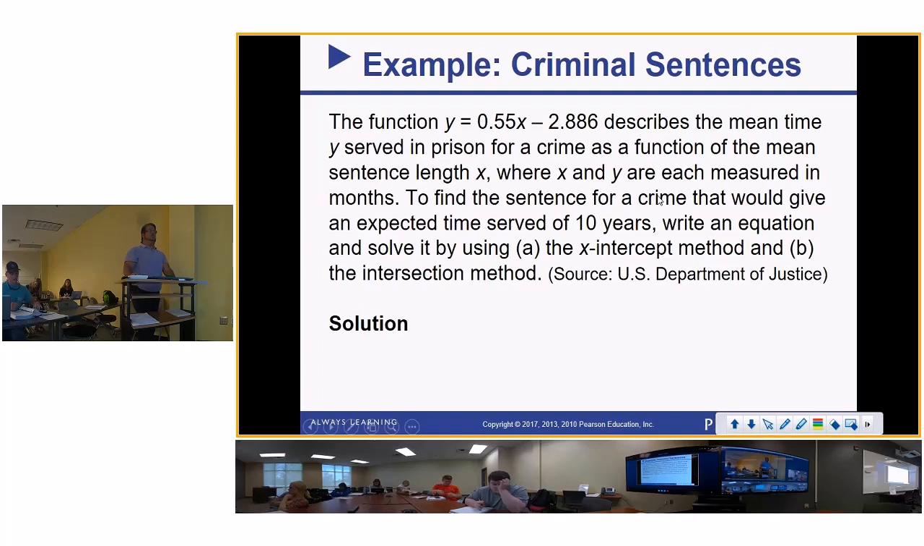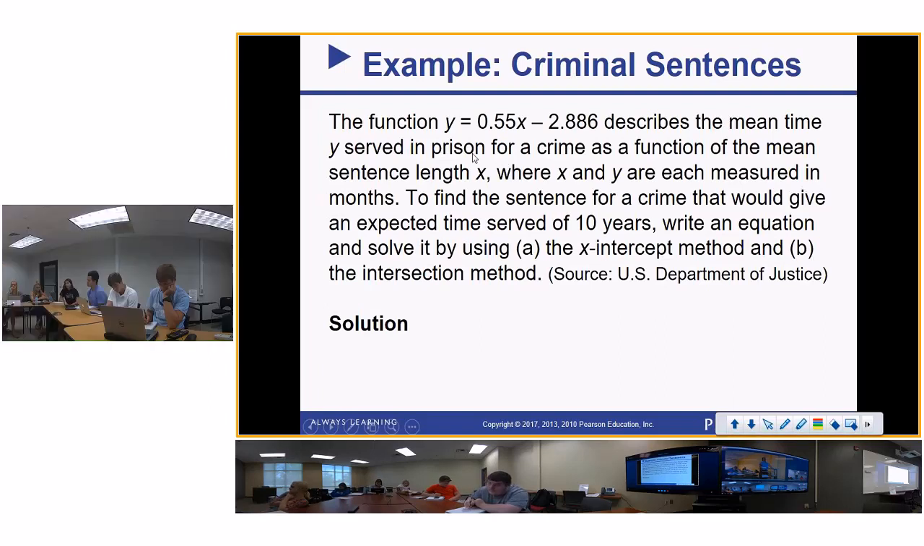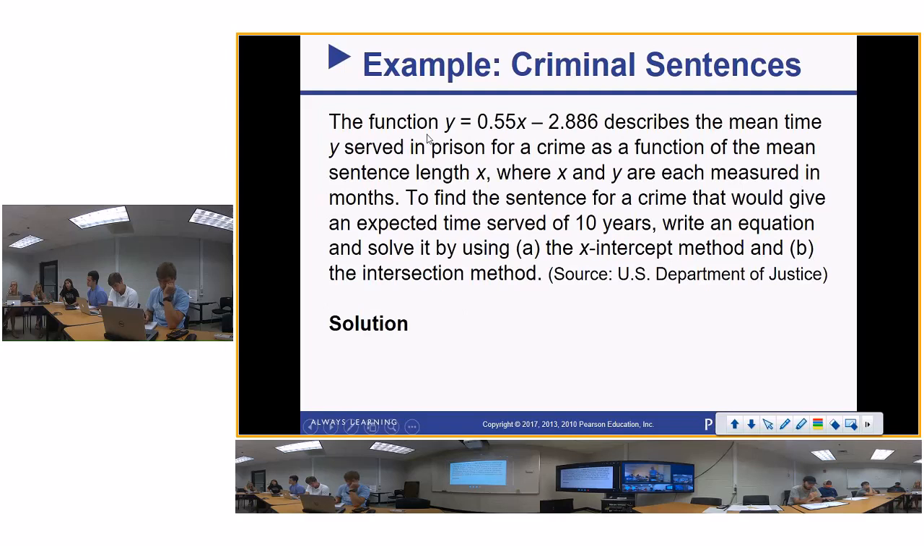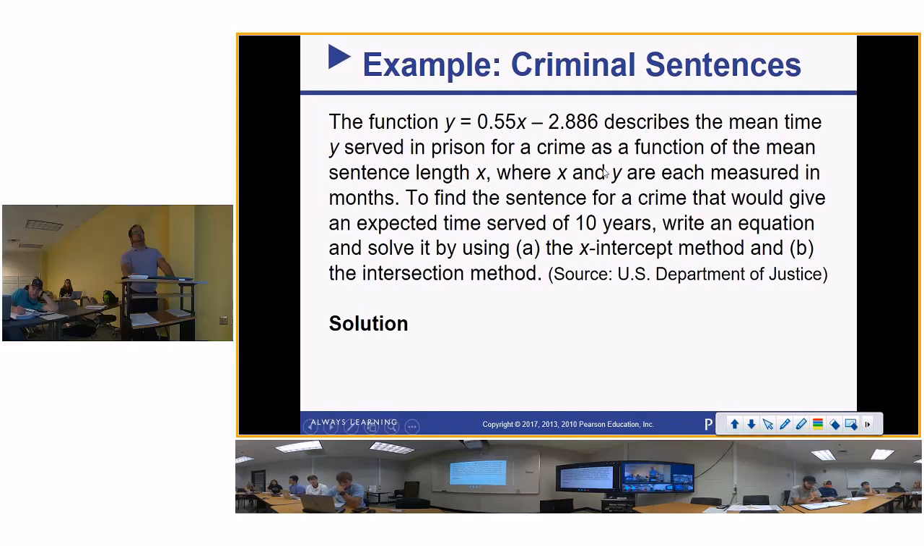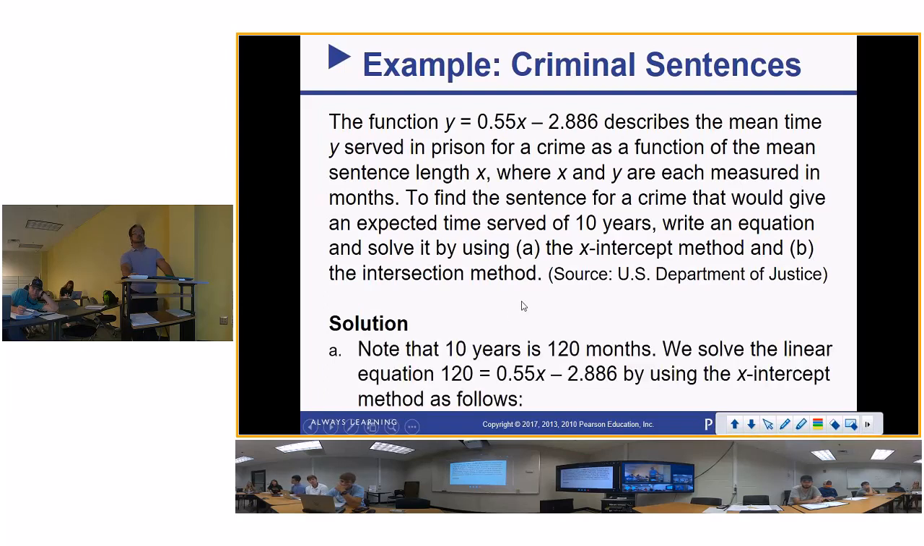Write an equation and solve it by using A, the x-intercept method, and B, the intersection method. Y is equal to this. Looks like to me y is equal to 120 months. I think that's what they're asking you to do. Yep, 120. Plug in 120 for y. That's what I thought they were doing. And find the intercept. Just do it on your calculator or do it manually.